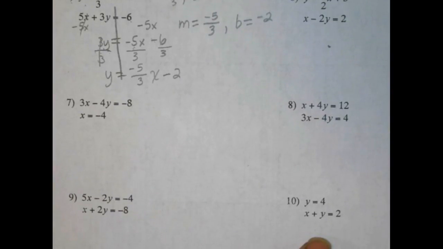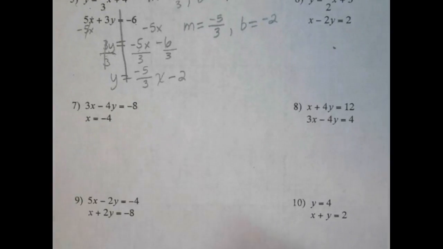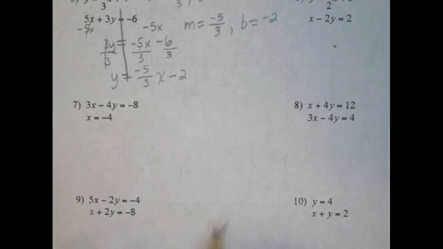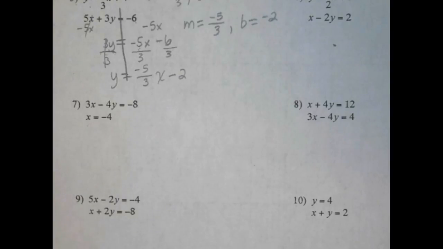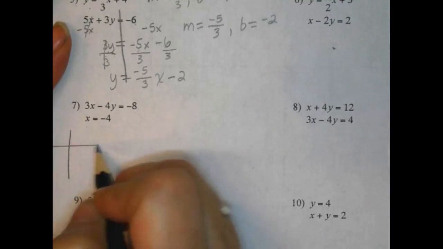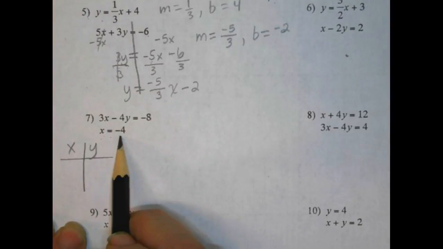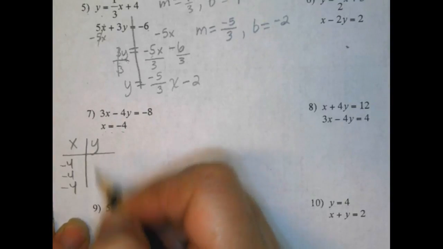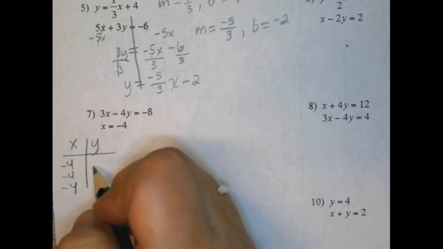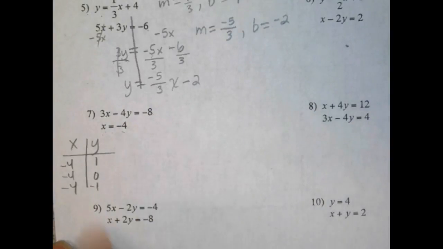This one's different. So let's look at 7 and 10. Okay, 7 says x is negative 4. Is there a y in there? So can I put it into that y equals mx plus b format? Can I? No, I'm going to have to do a t-chart on this one, right? What does it say? X is equal to what? Negative 4, right? And what are my 3 favorite numbers to use for my y's? 1, 0, and negative 1, right? So now I can graph that line.